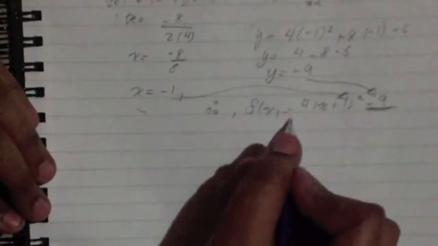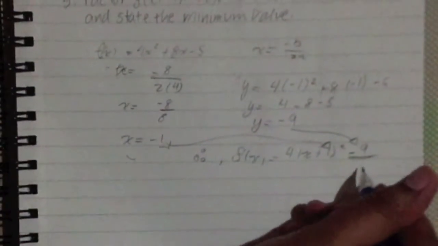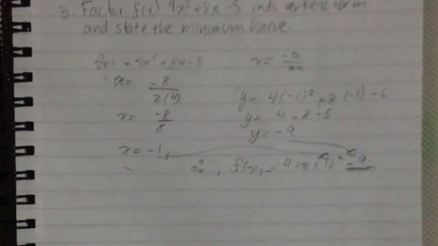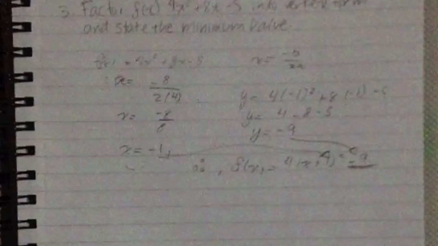Because if you set this equation equal to 0, it's going to give you your max or your min, and in this case it's your min, and it's going to be equivalent to negative 9. And that's all for lesson 1.